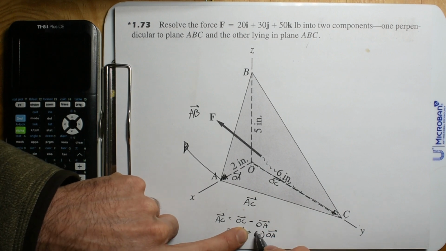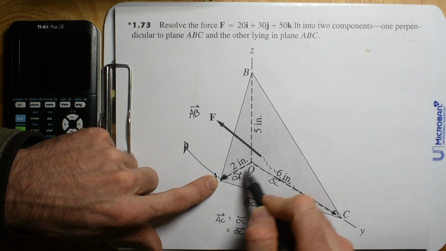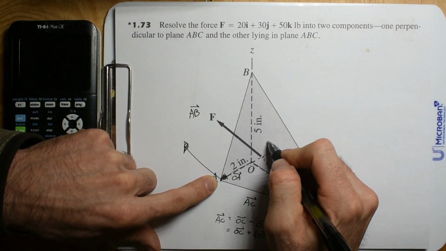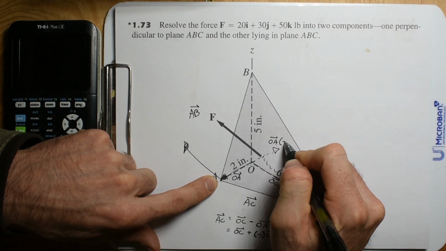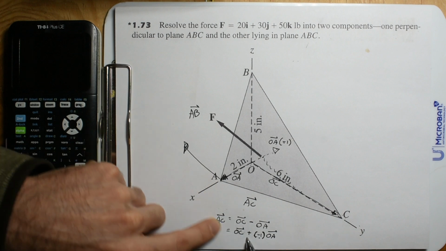I think taking a negative and turning it into a product is like, oh, now I see it. This is O to A, and that's opposite. So this would be O to A, but times negative 1. And now we're just adding this to this.